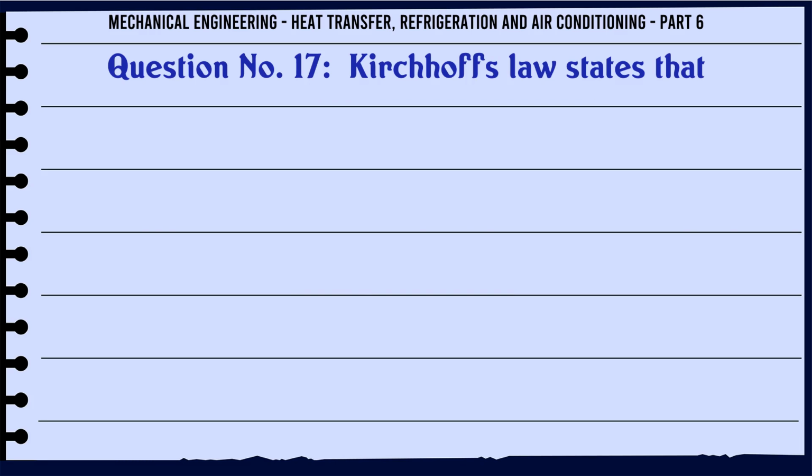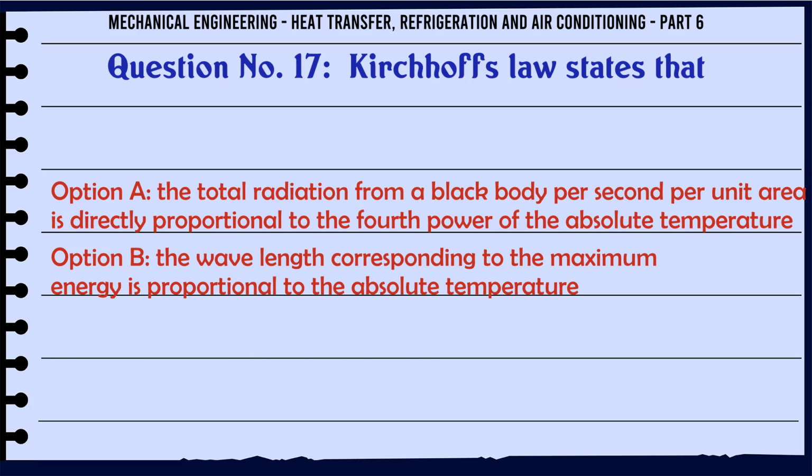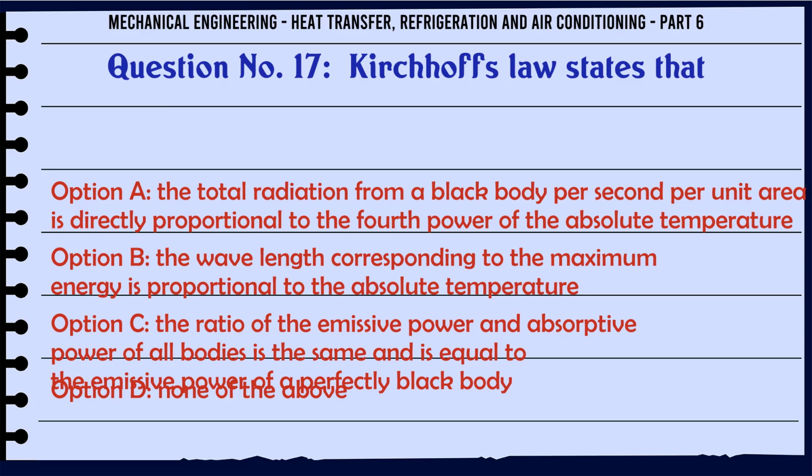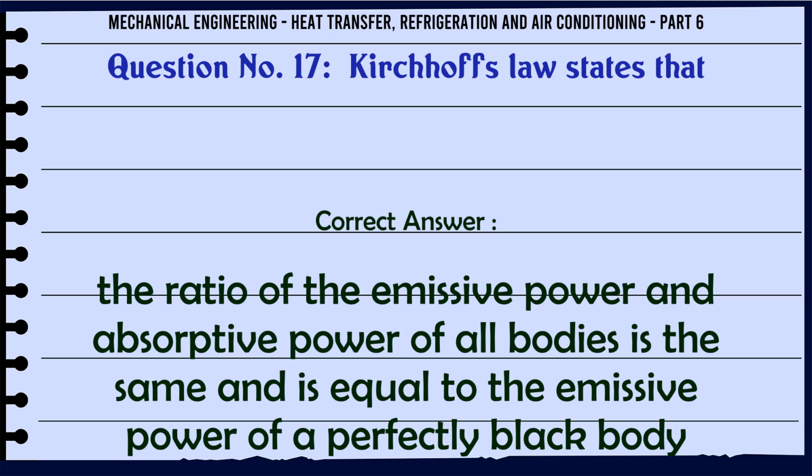Kirchhoff's law states that A. The total radiation from a black body per second per unit area is directly proportional to the fourth power of the absolute temperature. B. The wavelength corresponding to the maximum energy is proportional to the absolute temperature. C. The ratio of the emissive power and absorptive power of all bodies is the same and is equal to the emissive power of a perfectly black body. D. None of the above. The correct answer is the ratio of the emissive power and absorptive power of all bodies is the same and is equal to the emissive power of a perfectly black body.